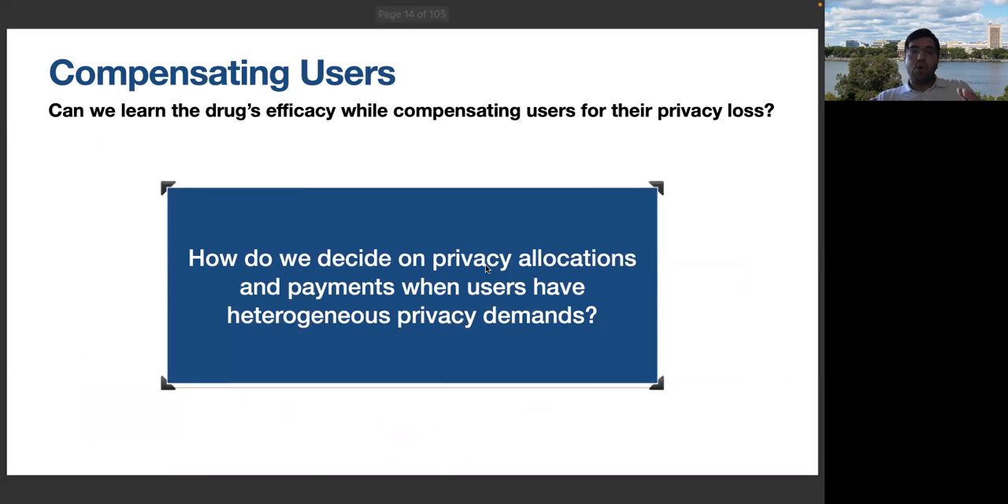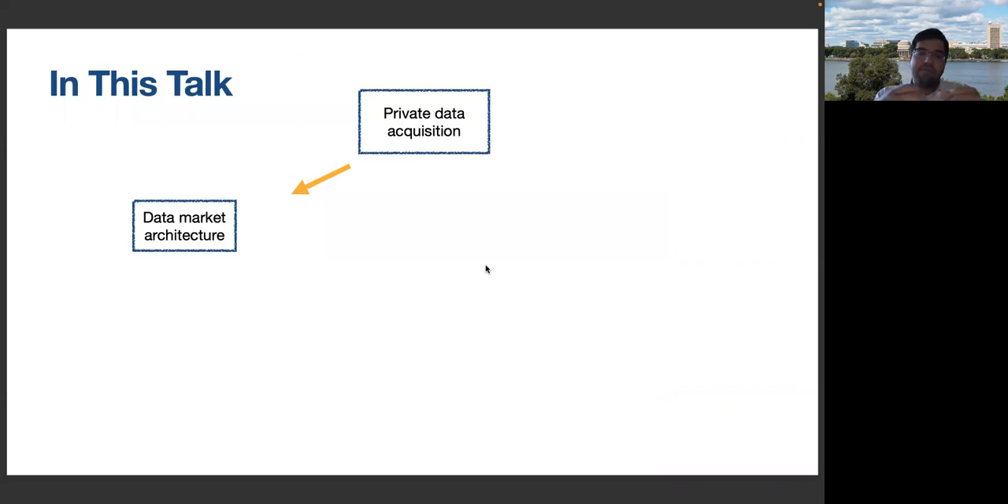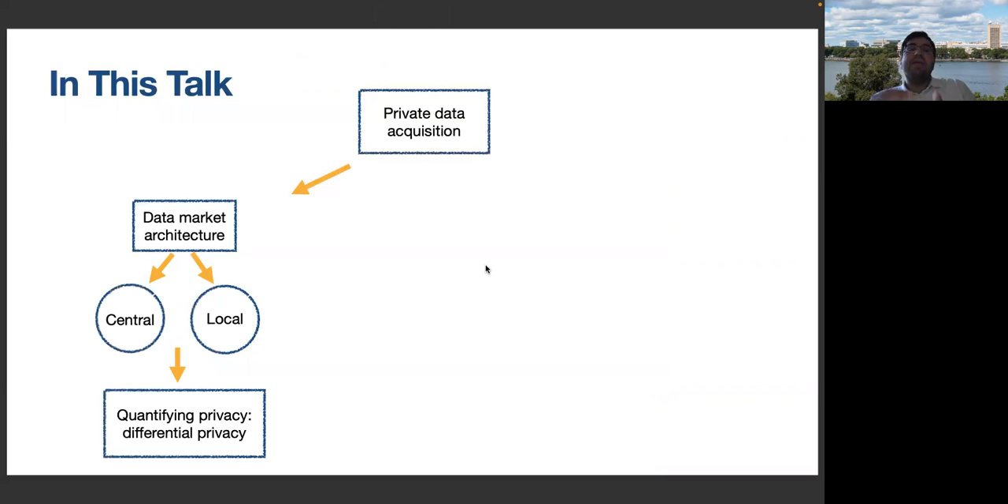And so the core question here would be, how should we decide on privacy allocations and payments when users have heterogeneous privacy demands? And we are going to study this question and similar questions around private data acquisition in this talk. In particular, we are going to start by talking about the data market architecture when we are aiming for collecting data from privacy sensitive users. We are going to focus on the central and local architectures, and we are going to use the differential privacy framework to quantify the privacy loss of users in both these settings.